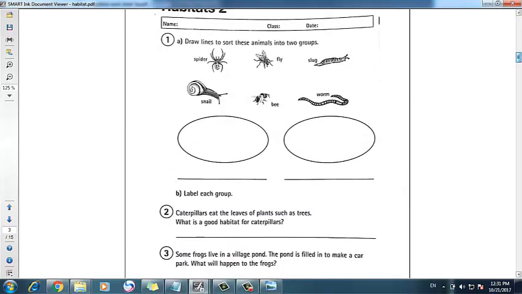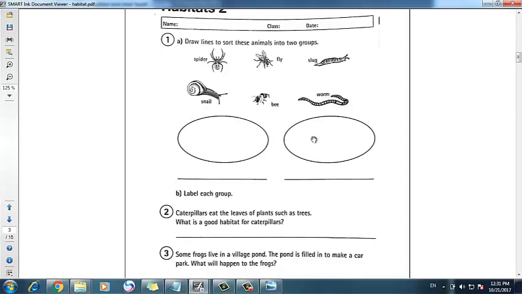Another question. Draw a line to sort these animals into two groups. Look and concentrate. It seems like we have some insects. So here a group will be called insects, and the other group worms, slugs and snails. We can call them soft slimy animals, soft invertebrate animals. So here we are going to write insects and soft slimy animals.